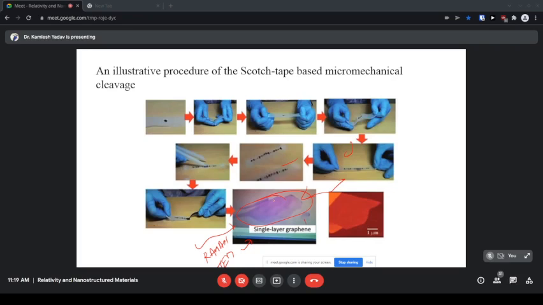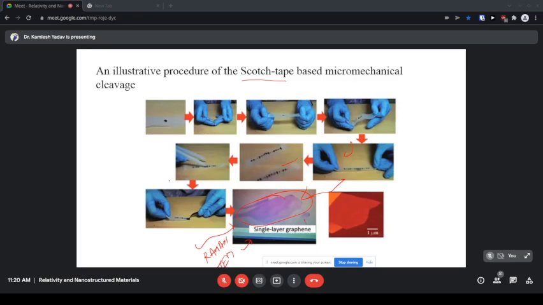Okay, sir, but using this, it looks like hands and normal tape? Yes. Go on peeling these graphite layers. Ultimately, you will obtain a single layer of graphene. A single layer of graphite, that is graphene. Sir, is it normal tape, or is there any particular tape? Just normal tape, scotch tape.